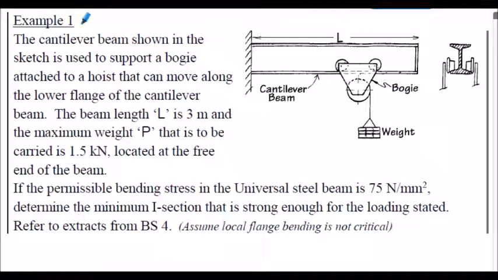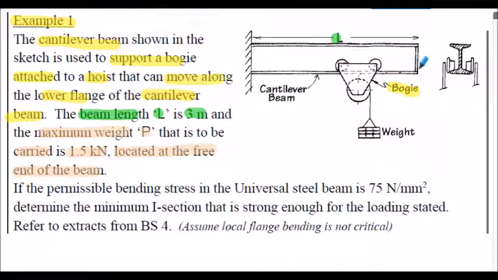Here's a worked example. Example 1. The cantilever beam shown in the sketch is used to support a bogey. Here's the bogey. That's attached to a hoist that can move along the lower flange of the cantilever beam. The beam length, L, shown here, is 3 meters, and the maximum weight, P, that is to be carried is 1.5 kilonewtons. And that's to be located at the free end of the beam. That's the worst scenario, when the bogey is at the free end of the beam here.